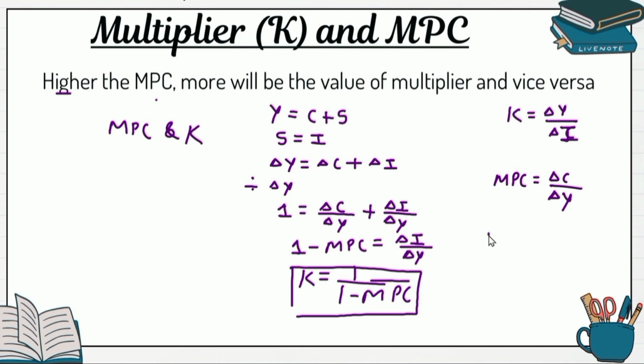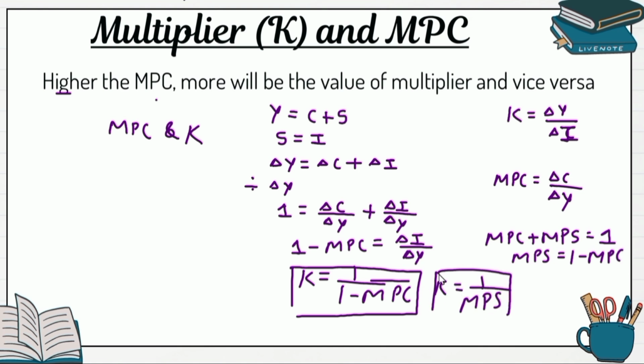Now we know that MPC plus MPS is equal to 1. So 1 minus MPC is nothing but MPS. So K is also equal to 1 upon MPS. Alright. So what does MPC explain? It explains what proportion of change in income is spent on consumption. When K is equal to 1 upon 1 minus MPC, it means the value of multiplier depends on MPC. And the statement says that the higher the MPC, the more will be the value of multiplier.